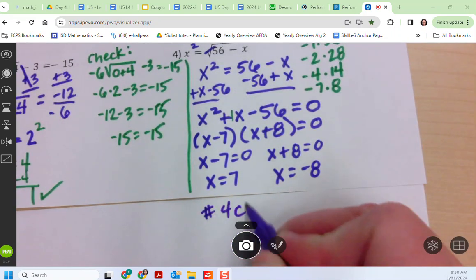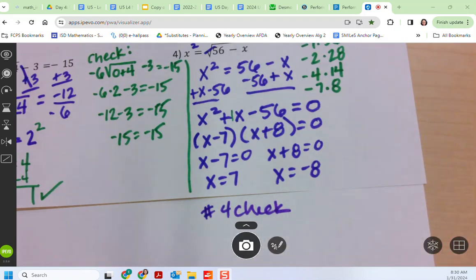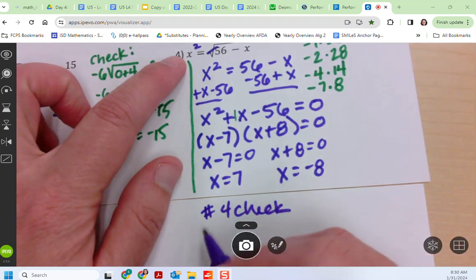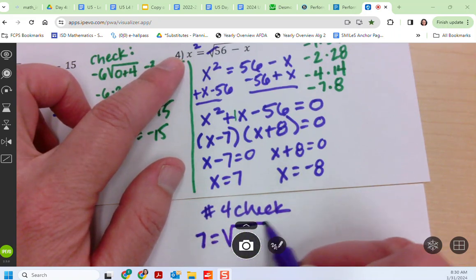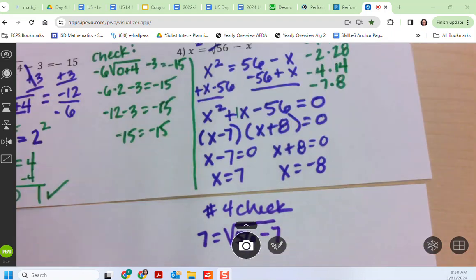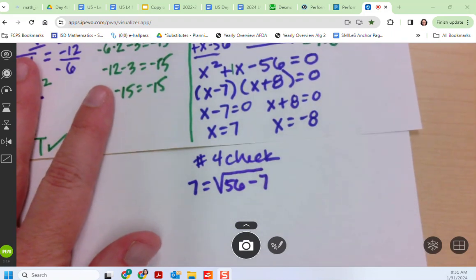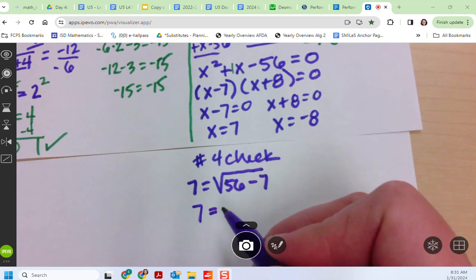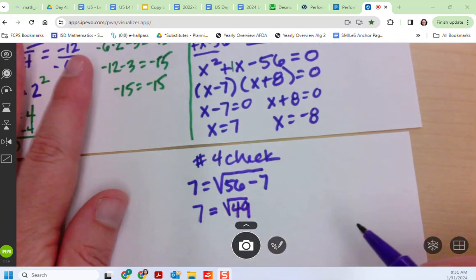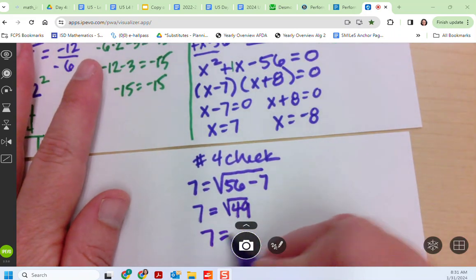So I'm going to check them both separately. I'm going to check 7 first. So to check 7, I'm going to do 7 equals square root of 56 minus 7. Seven equals square root of 49. What's the square root of 49? 7. So 7 equals 7. So that answer checks out. Good.